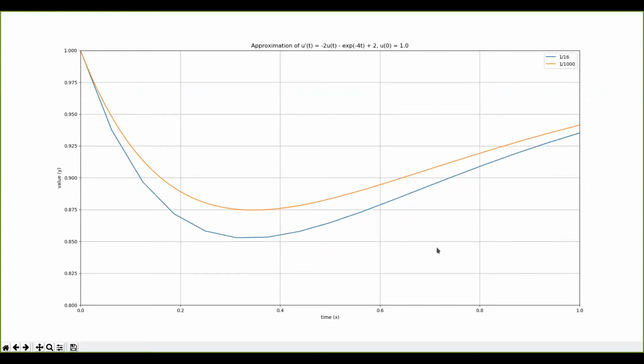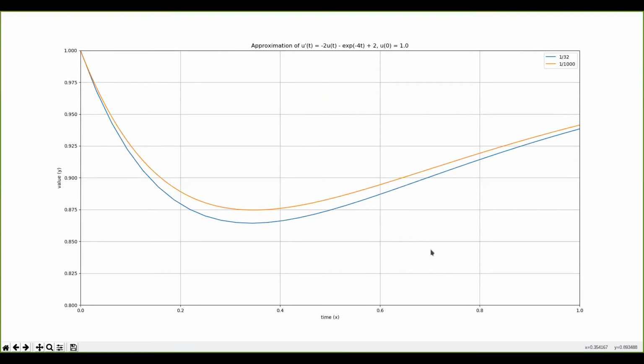Now here we have the graph of the solution together with, again, a numerical approximation, again the blue line, but this time the length of the subintervals is not 1 over 8, but 1 over 16. And what you can tell is that the blue curve now gives a much better approximation of the orange curve.